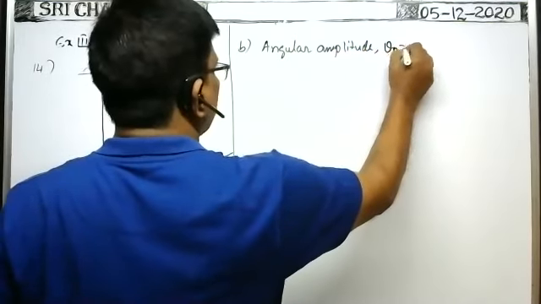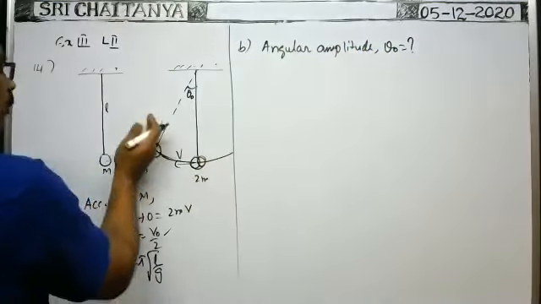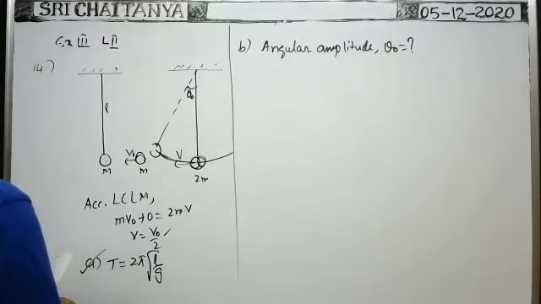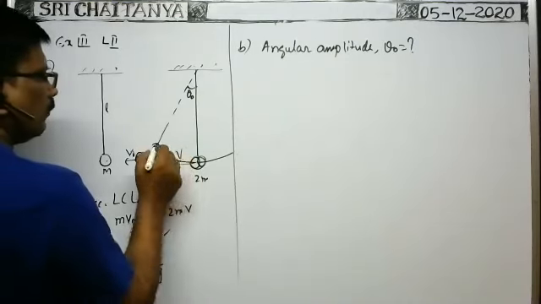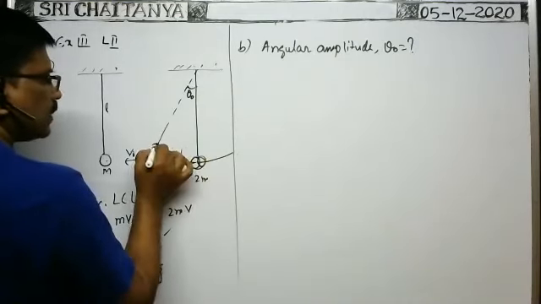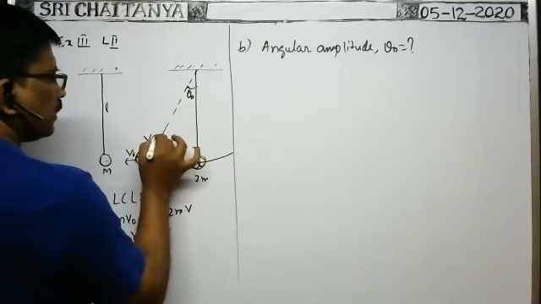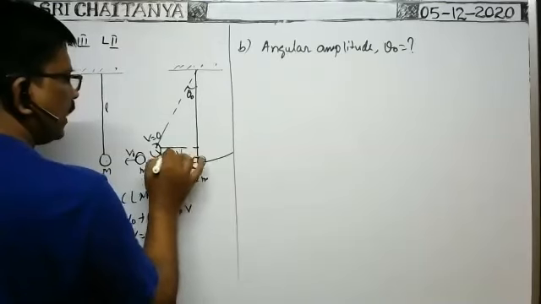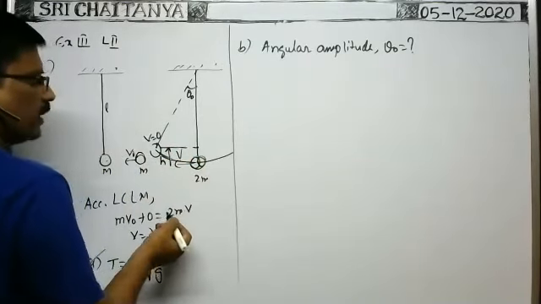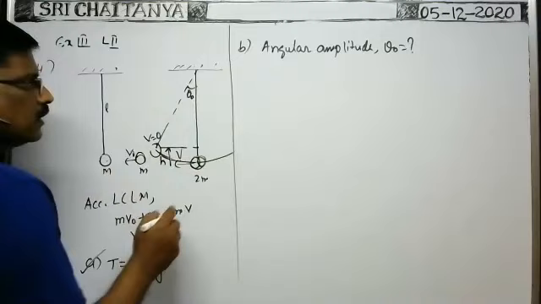Angular amplitude is theta naught, equal to question mark. That means the maximum angle displaced is called the angular amplitude. So in order to find it, suppose theta naught is the angular amplitude. Whenever the combined mass reaches the extreme position, the velocity becomes 0, no? Before the velocity becomes 0, what height does it reach? H. Now you apply the conservation of energy principle after collision.